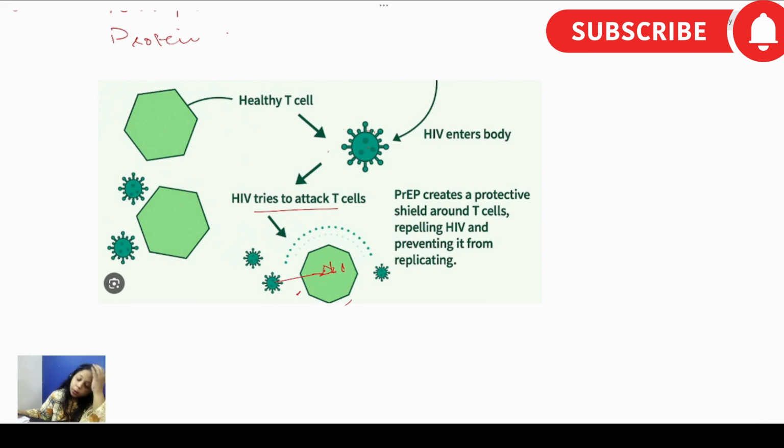Now when the copies are produced, what's going to happen? These copies are then going to exit out of the cell. Just one minute, I'll give you another image.